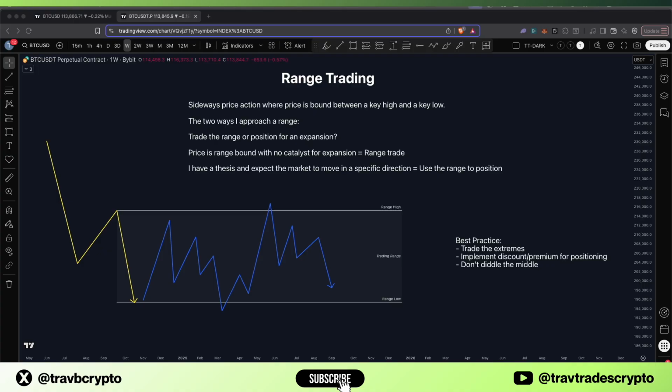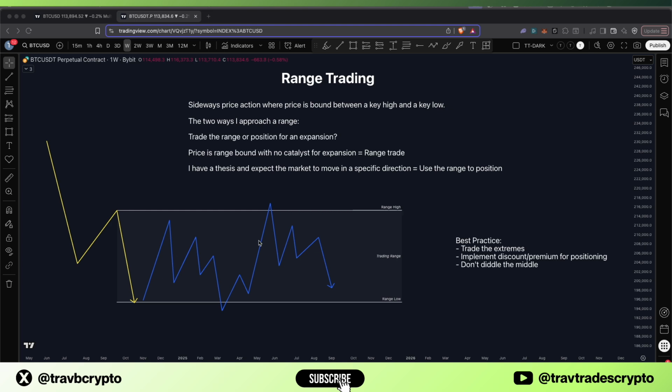Range trading. Let's talk about how I look at the range, how I map the range, how I trade it. Ultimately, a range is sideways price action. It's when price is bound between a key high and a key low, and it's moving between these 2 points of interest, these 2 structure points, without decisive direction, so without expanding away from them. It's often referred to as chop, consolidation, sideways.